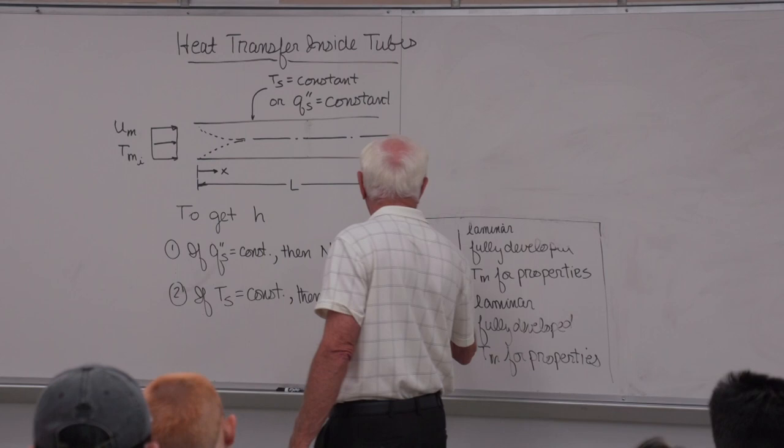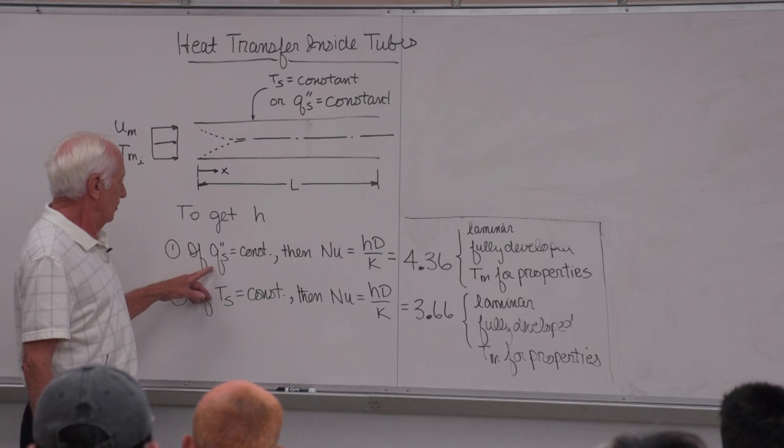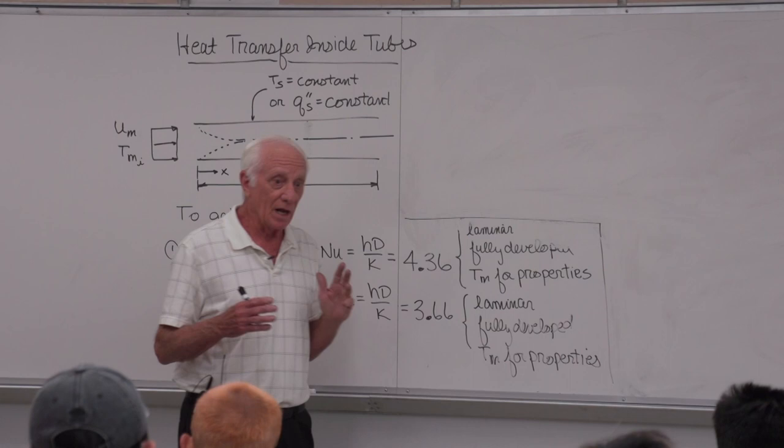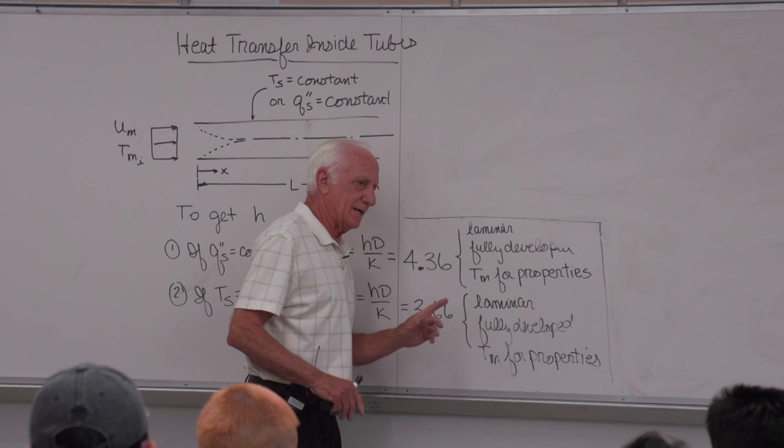So take the first one. Qs double prime is a constant. It's only valid for laminar flow. It's only a constant value if it's fully developed velocity and fully developed temperature. And we evaluate the properties at T mean, the mean fluid temperature.